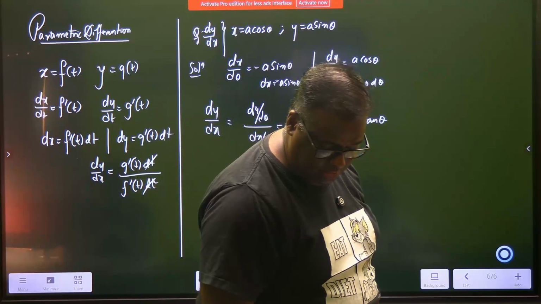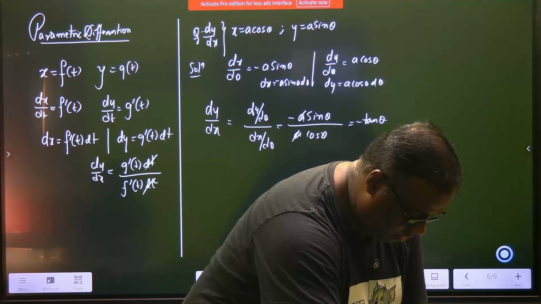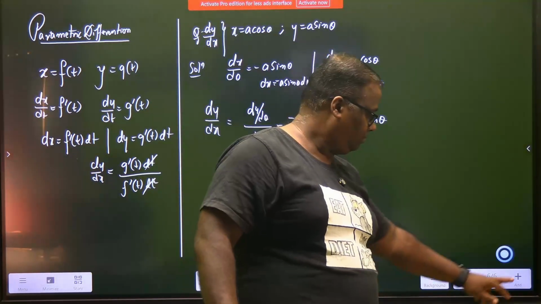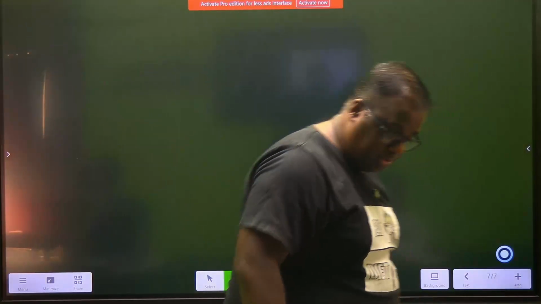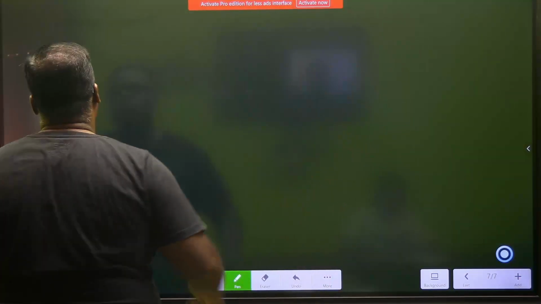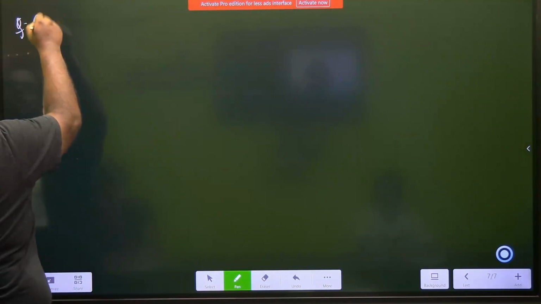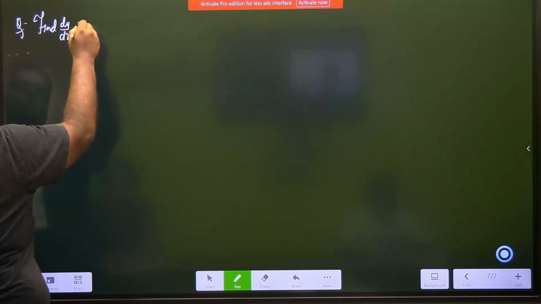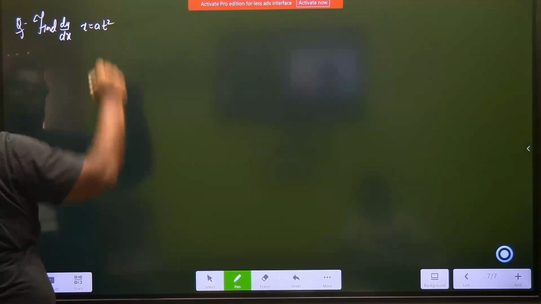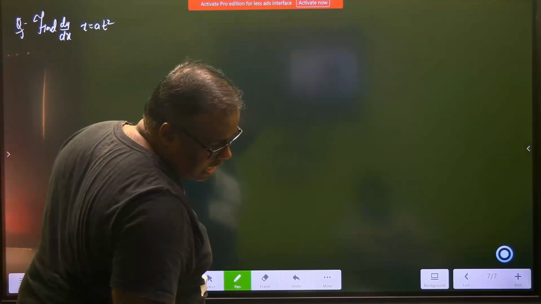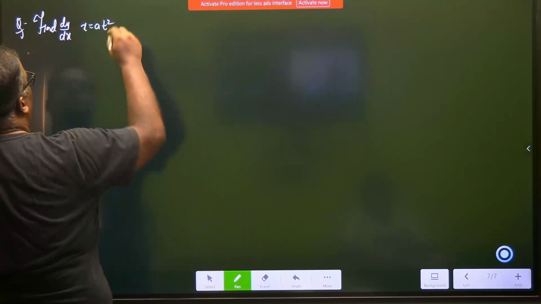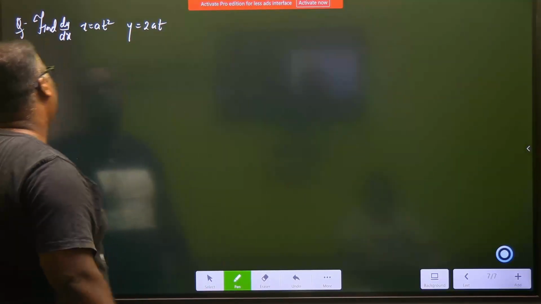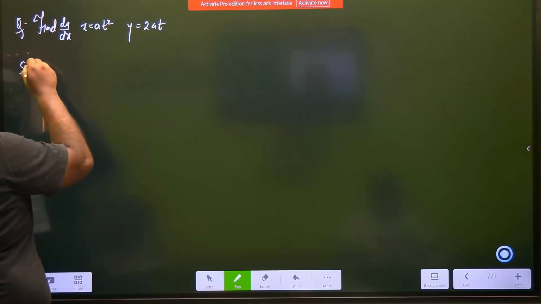Did you get it? Chalo, एक और करते हैं. Let's do one more parametric differentiation. Can I start? Our next parametric differentiation is x equal to at square. Find dy by dx. x equal to at square. This is your physics wala type. And y is equal to 2at. Can you do it on your own? Try.